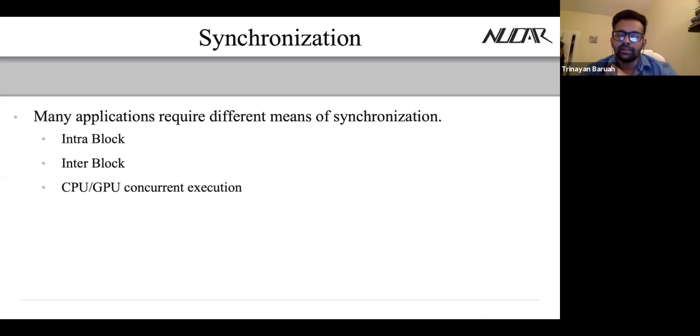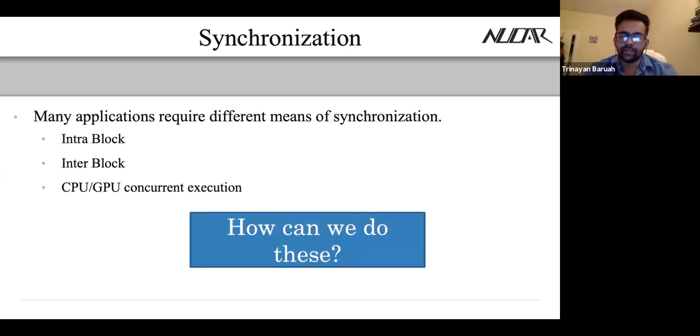So many applications in GPU would require you to think about synchronization at different levels. The first is synchronization within a block, which is called intra-block. So synchronization between threads that are part of the same block. Then we have synchronization between threads that are in different blocks. And then finally, we have synchronization between the CPU and GPU. So how can we achieve these different forms of synchronization?